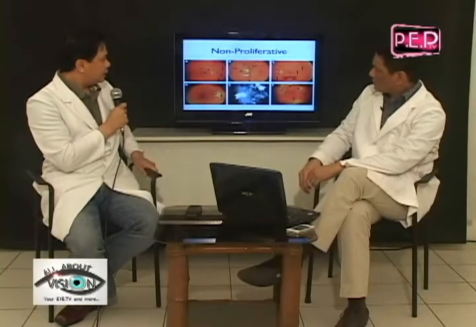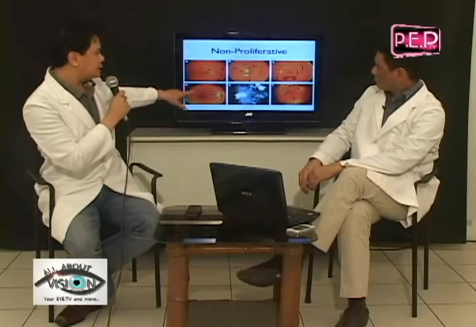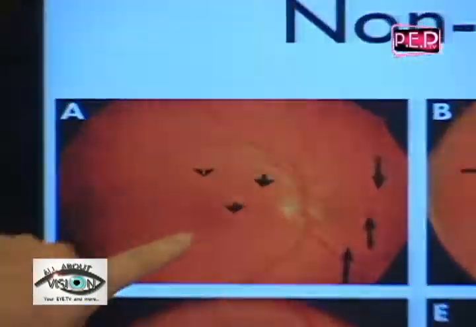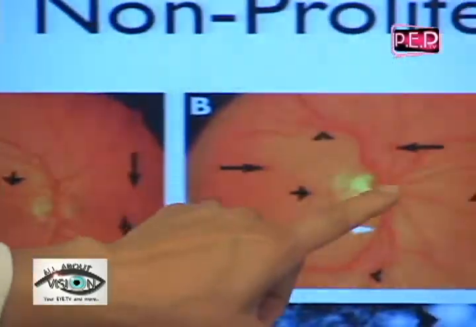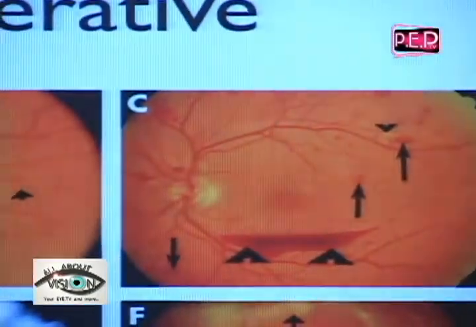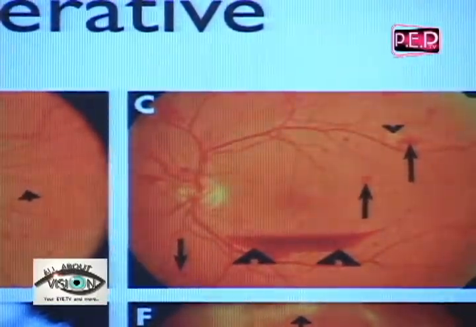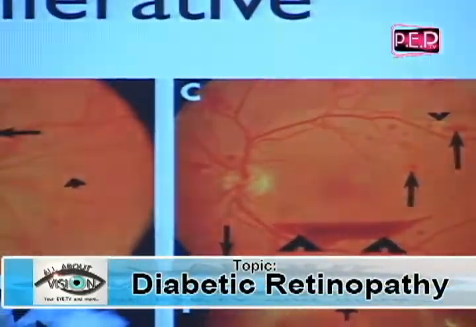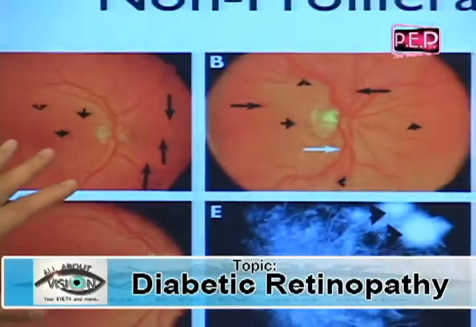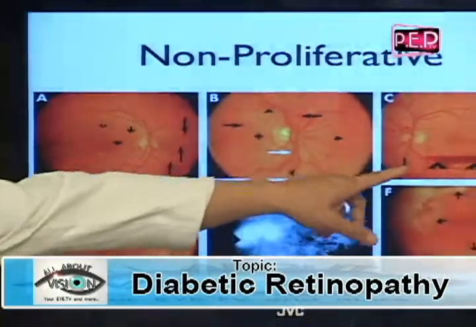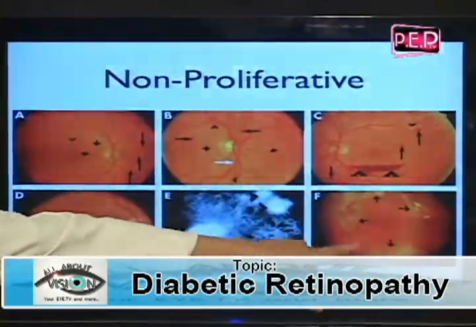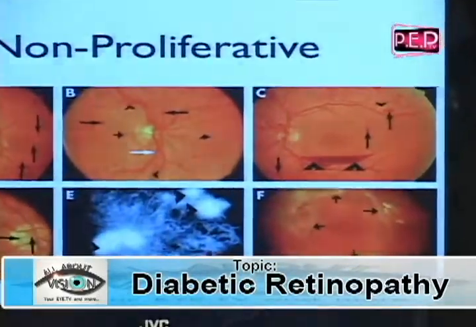Proliferative phase. Yes, the pictures are a little small, but you can see there are faint yellow and red dots here. Those are signs of non-proliferative diabetic retinopathy. Later on, it can progress. This one is actually proliferative already.